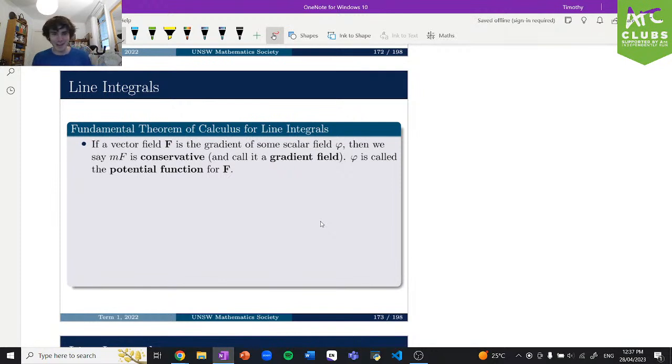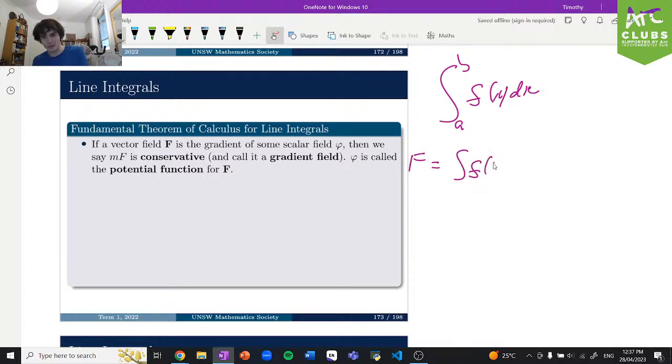So one thing we have to simplify our working out here is the fundamental theorem of calculus for line integrals. If you remember, the fundamental theorem of calculus was the idea that if you're integrating from a to b over f of x dx, where f of x is equal to the derivative of big F of x, then you can substitute: the integral is big F of b minus big F of a.